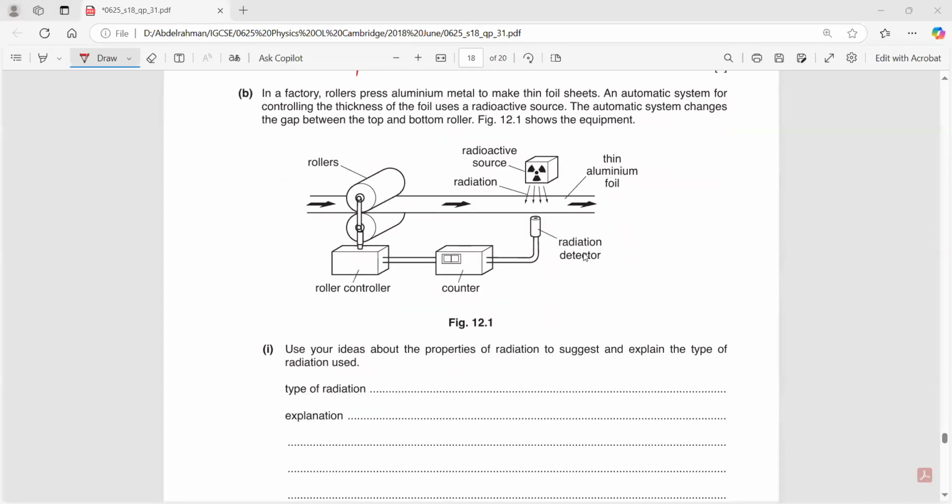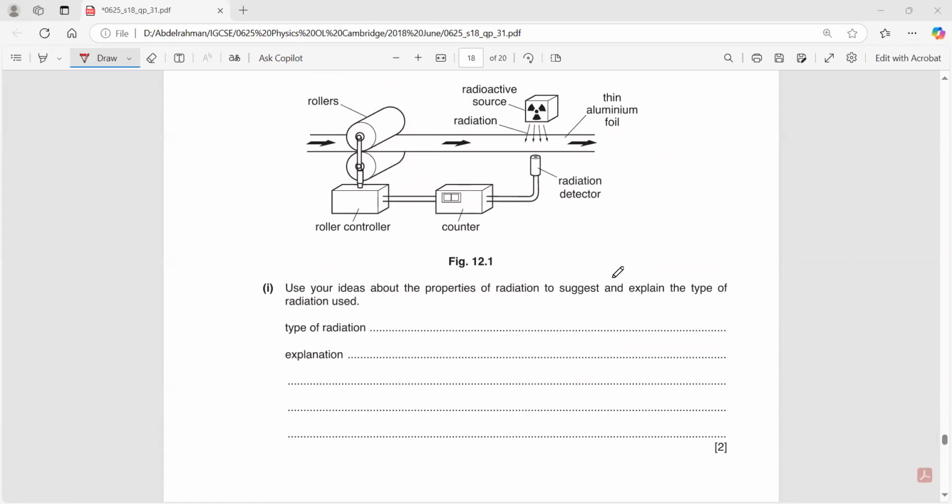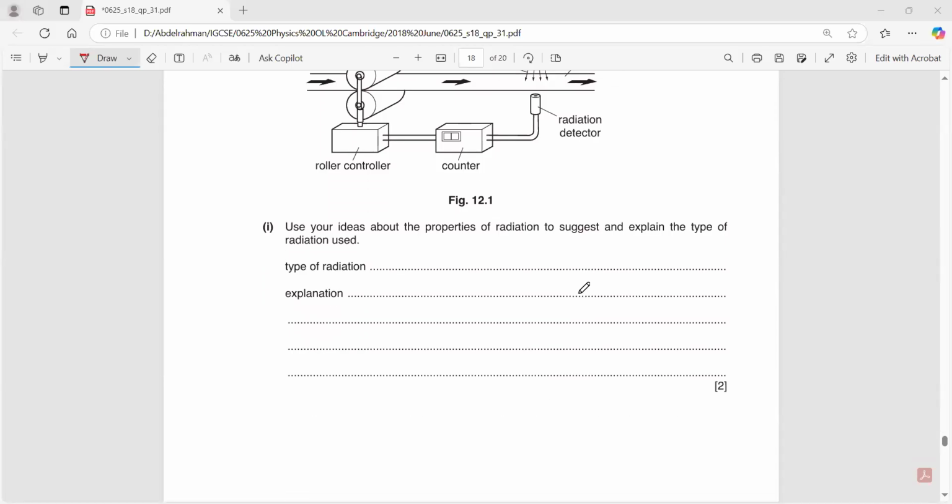Okay, we're almost done. Type of radiation. Now we have a roller, and a thin aluminum foil which is passing. In the factory, rollers press aluminum metal to make thin foil sheets. There is an automatic system for controlling the thickness of the foil. It uses some sort of radioactive source. What is the type of radiation that should be used in this experiment? We have a thin aluminum foil. Let's think about it.